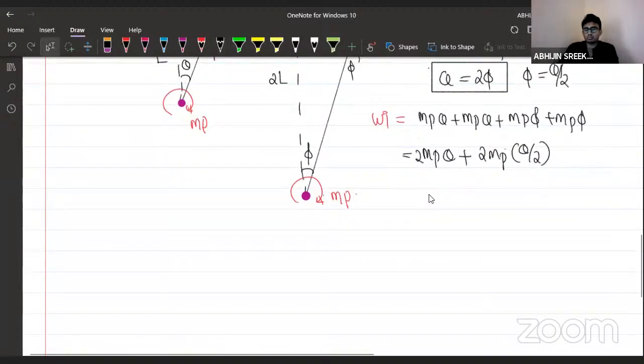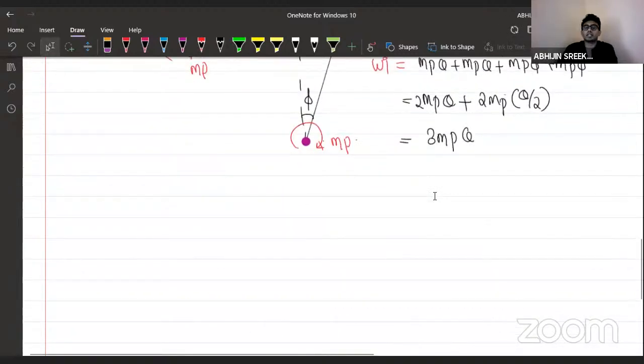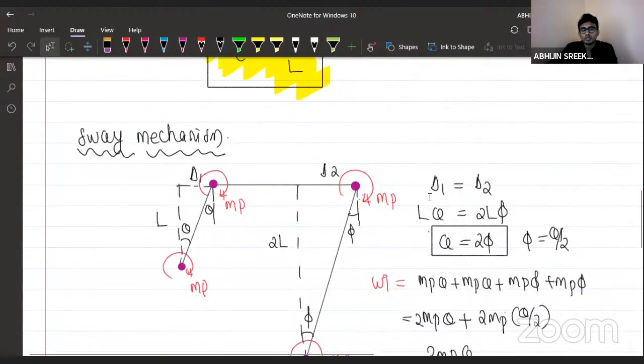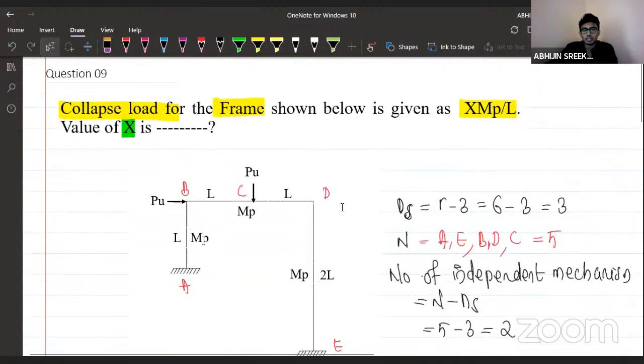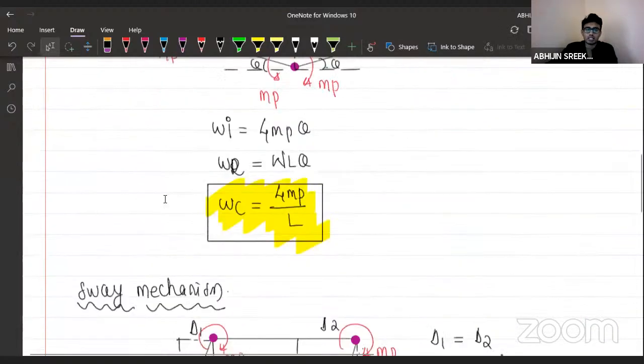It will become 3 MP theta. Correct? It's perfect. So that is the internal work done. Now the external work done. What is external work done? From this PU, right? Yes.